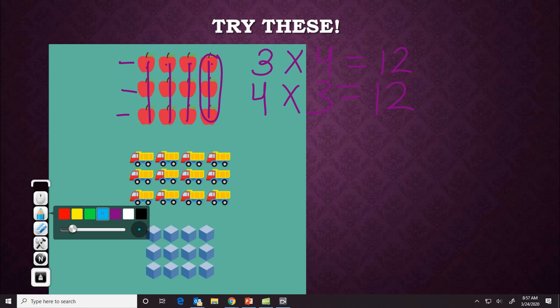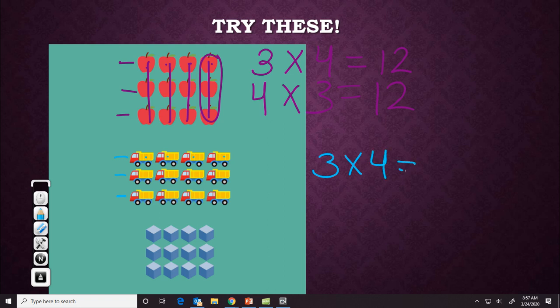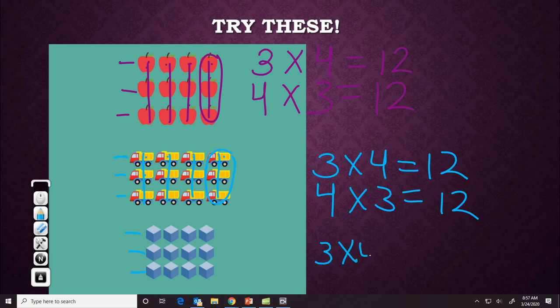All right, for this next one, I have 1, 2, 3 rows, and in each one I have 1, 2, 3, 4. Another way I could say that is I have 1, 2, 3, 4 columns, and in each one there are 3 trucks. And lastly, down here, I have cubes, and I have 1, 2, 3 rows again, with 4 cubes in each row. So I can also do it like that, okay?